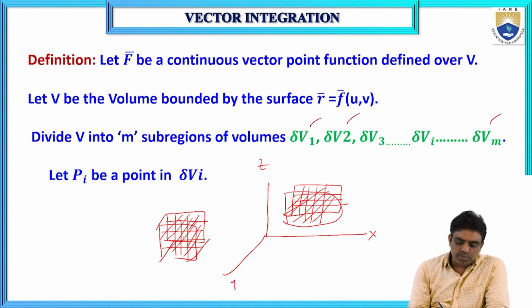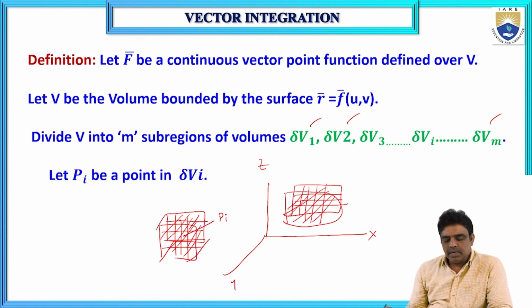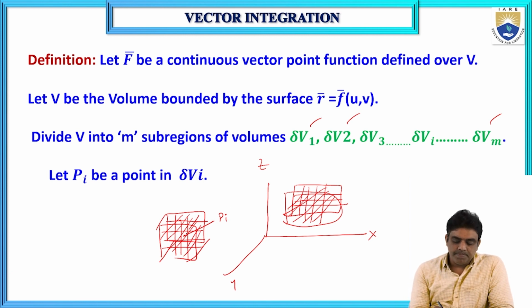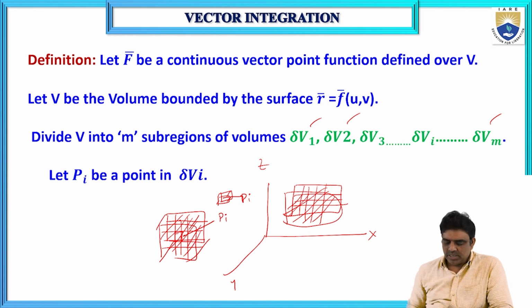Also I assume that Pi is any point in the ith subregion whose volume is delta Vi. This is the ith subregion, and Pi is any point in this region, whose volume is equal to delta Vi.